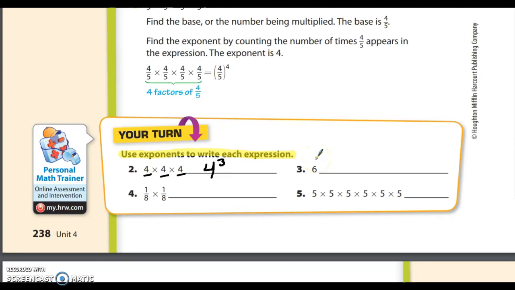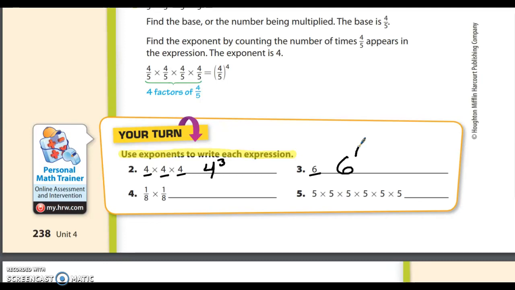Alright, number 3. It's one single 6. So it doesn't hardly seem like an exponent problem. If there's just one 6, the base is 6. And then the exponent is how many there are. How many 6's are there? There's just 1. So that's just 6 to the first power.